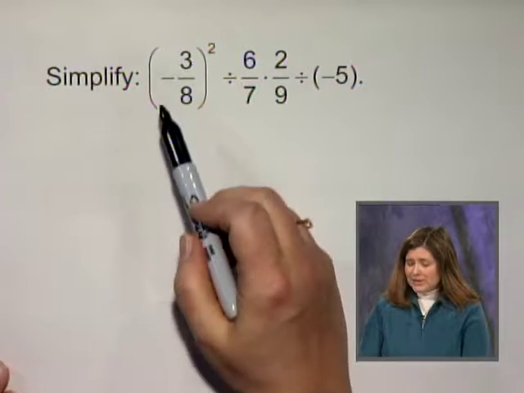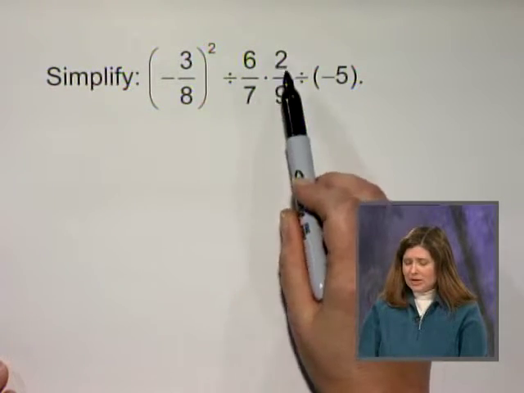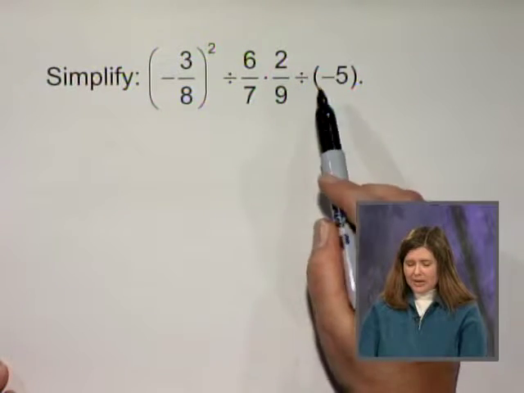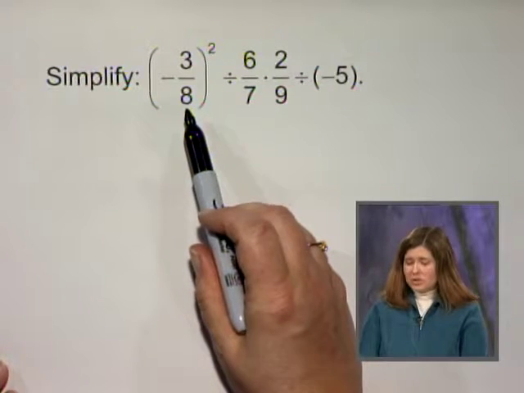In this exercise, we'll simplify an expression that involves fraction notation. The expression is negative 3/8 squared divided by 6/7 times 2/9 divided by negative 5. We'll start by evaluating the exponential expression.